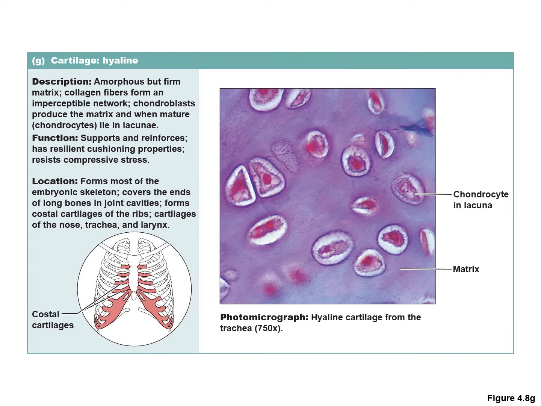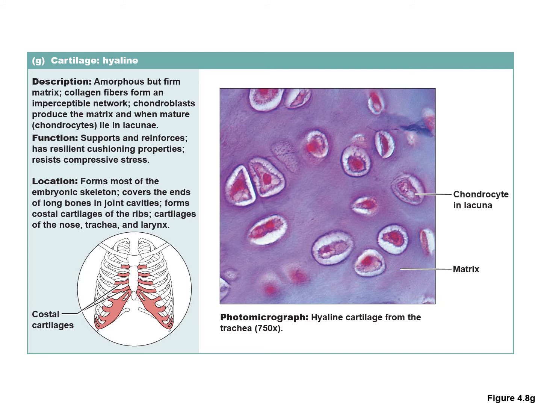Next one, we're going to hyaline cartilage. I just want to remind you that we have three types of cartilage. We have hyaline cartilage, elastic cartilage, and fibrocartilage. So hyaline cartilage is the most abundant cartilage in the body. And we have an amorphous but firm matrix. We have collagen fibers that form an interlacing network.